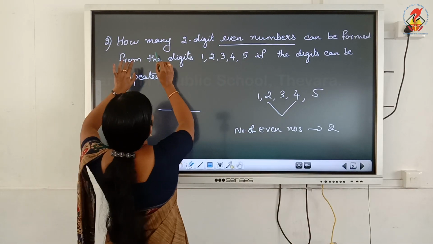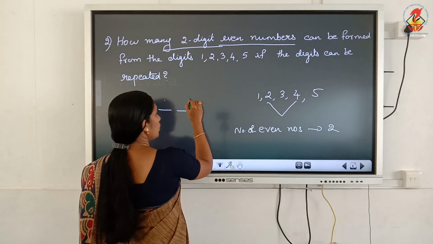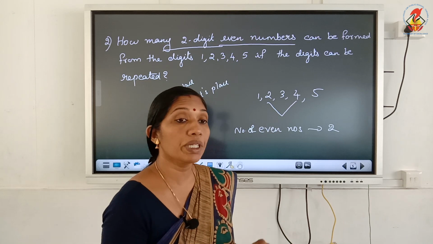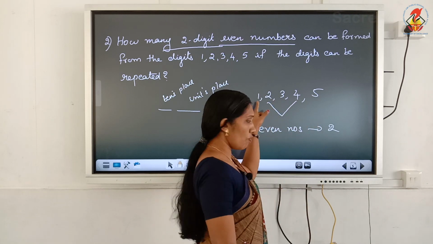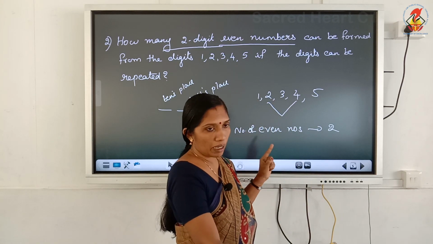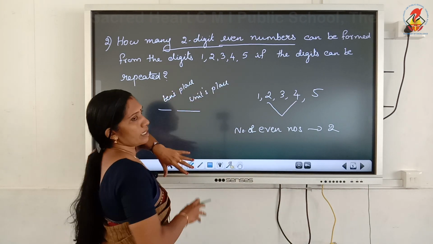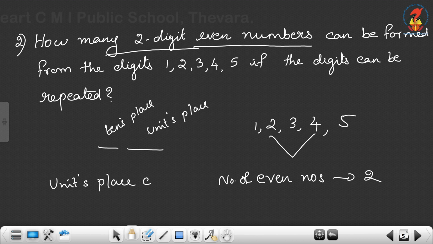Okay. So, how many 2-digit? Ones place and tens place, or units place and tens place. So, this unit place we can fill in how many different ways? We can use either 2 or 4. We can't use 1 since we need an even number. If the last digit is 1, it is not an even number. So, the unit place can be filled in 2 different ways.